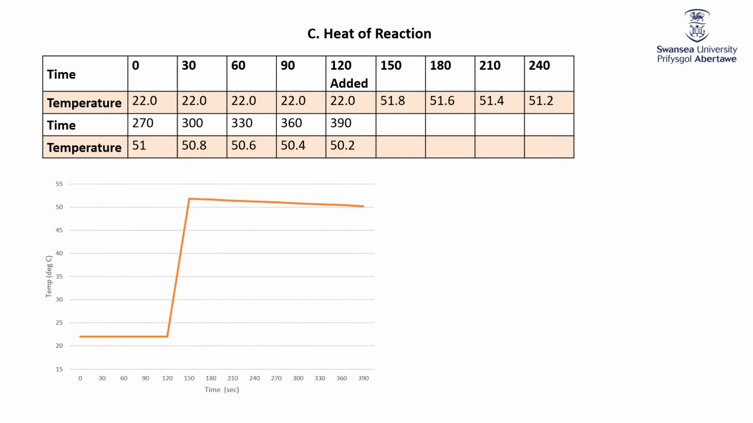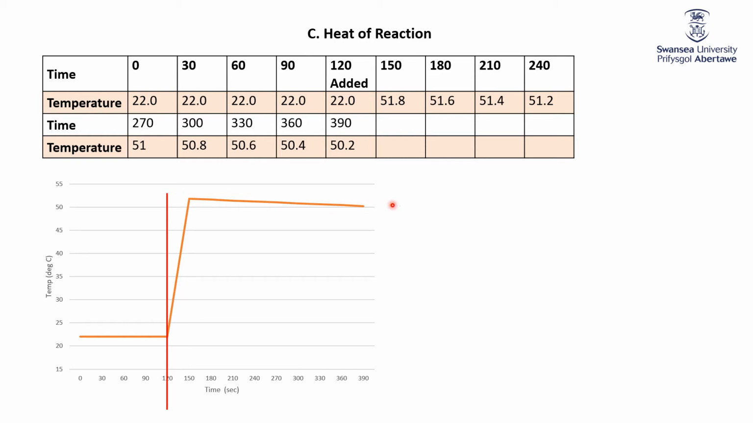Plotting it along my nice little Excel, time on the horizontal, temperature on the vertical. There's the 22, 22, 22. I added it at 120 and it shot on up there. So let's do the same process for the graph. Added 122, so make our vertical line for that.